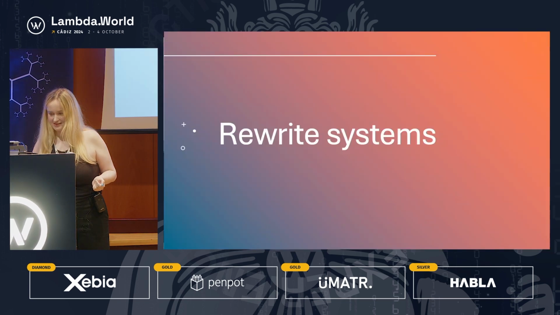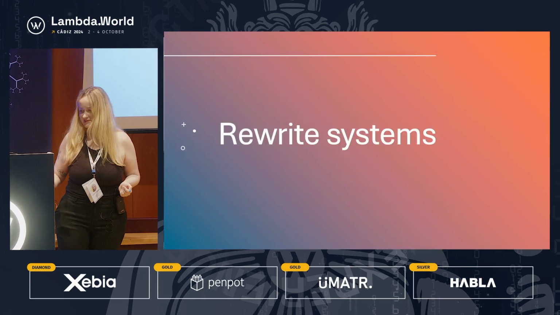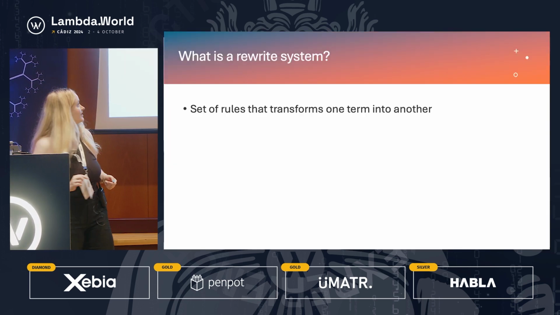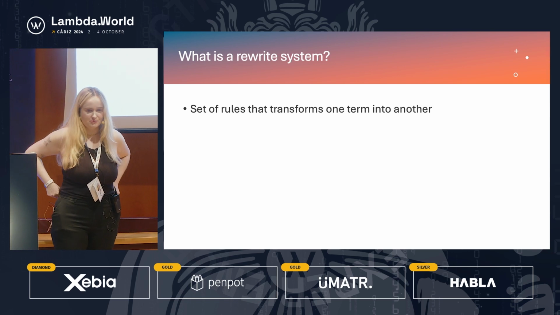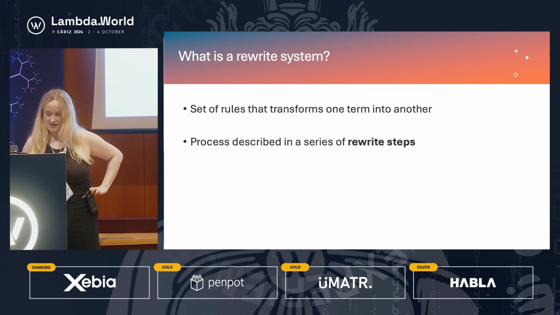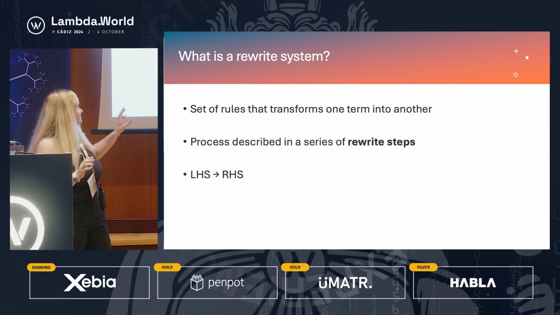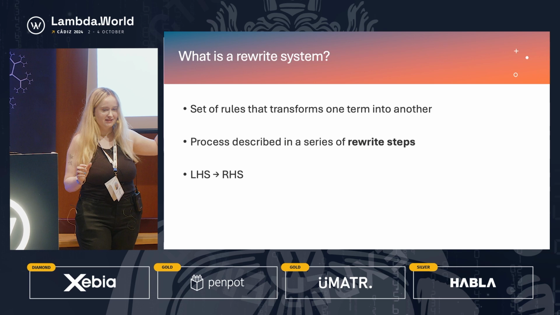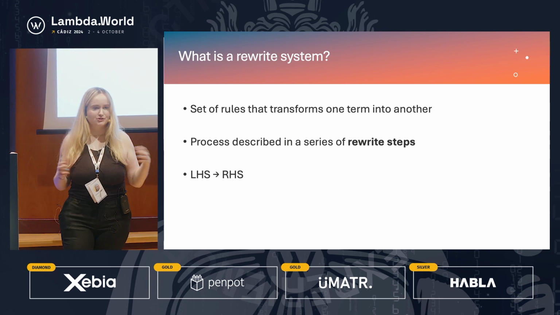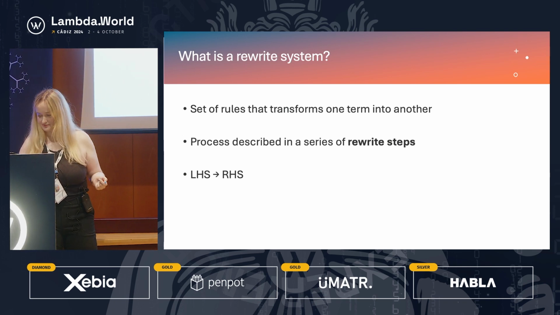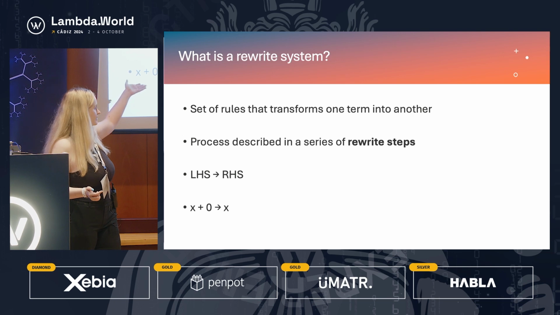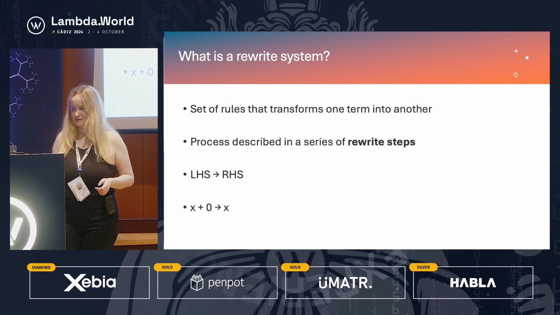So now let's talk about rewrite systems. Basically, a rewrite system is a set of rules for transforming one term into another, and it consists of a series of rewrite steps. A rule is structured this way: the left-hand side is the pattern that we want to match, and the right-hand side is the output that we want to produce upon a successful match. So, for example, a really simple rewrite rule would be x plus 0. We can simplify that to x. That's a very simple example of a rewrite rule.